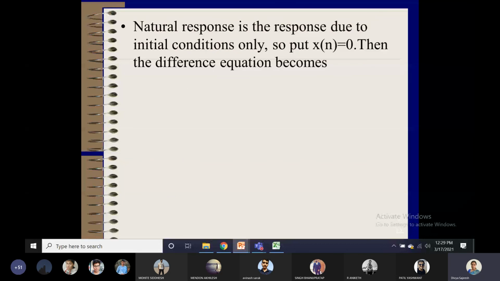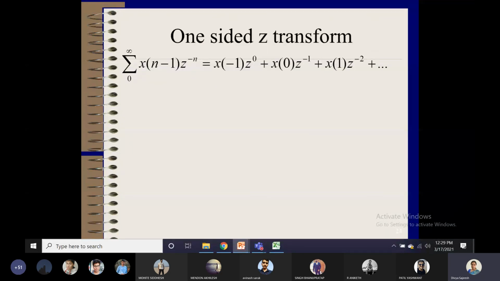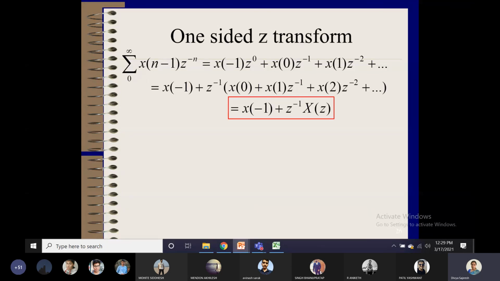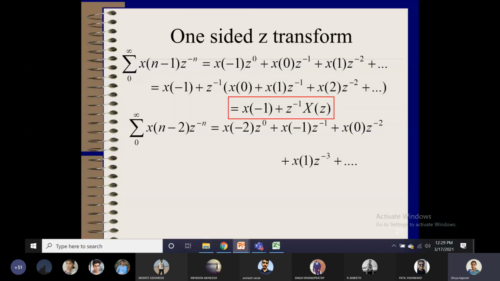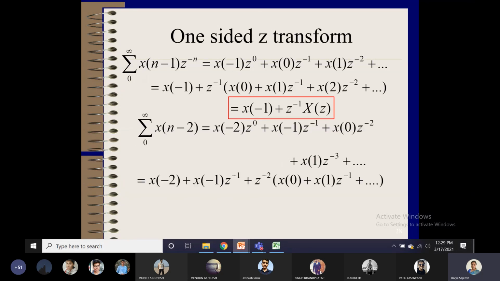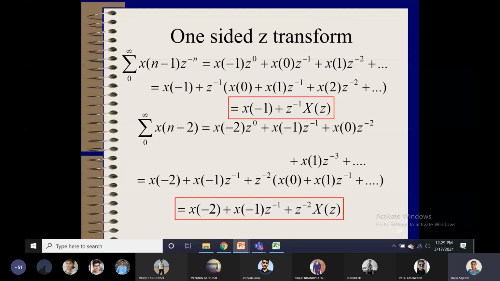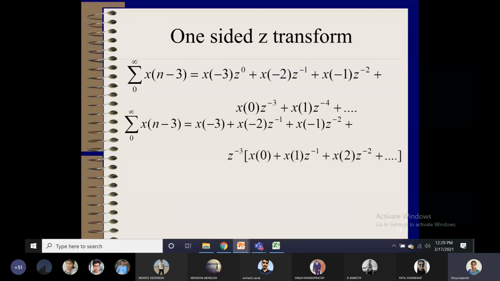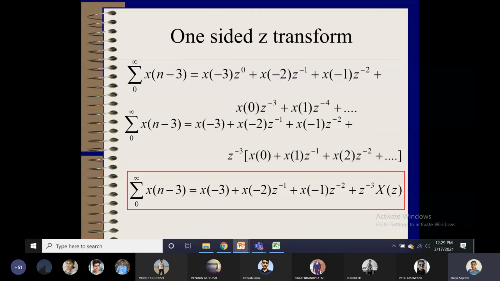Okay, and the main thing here is to apply the initial conditions, we use the one-sided z transform equations. So for the shifted signal, we have seen the expansion of the one-sided Z transform, so that directly you can insert the initial conditions in that expanded series. So for x(n-2), you have seen it, and x(n-3) also.